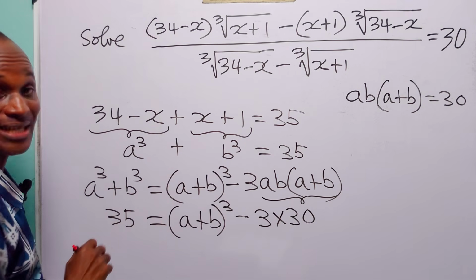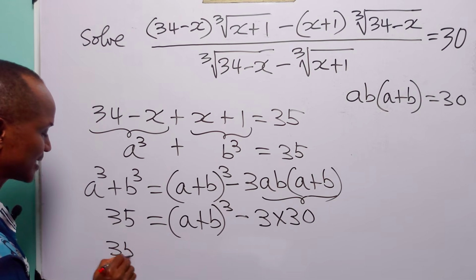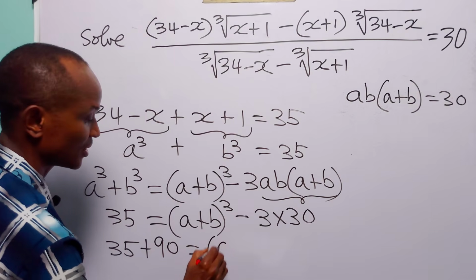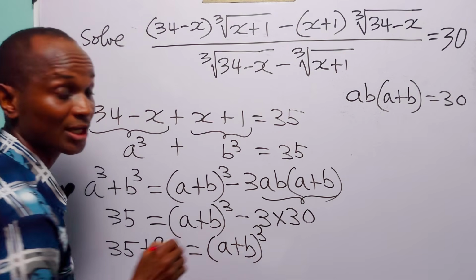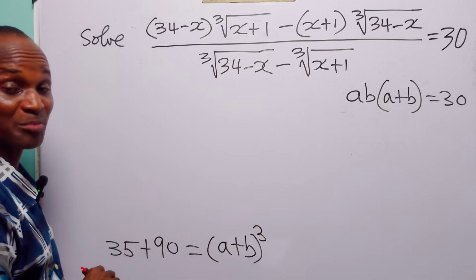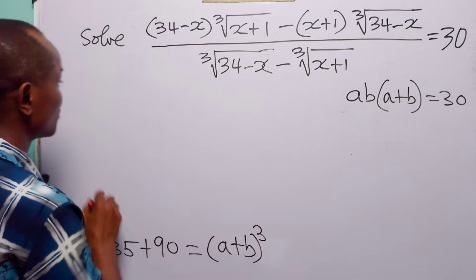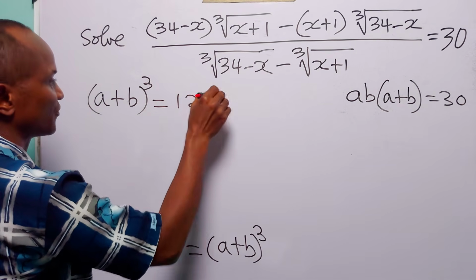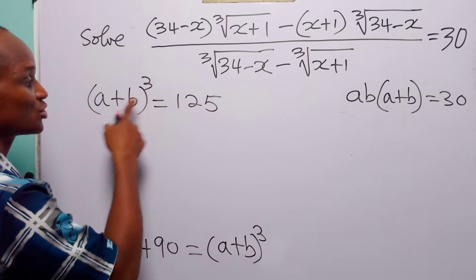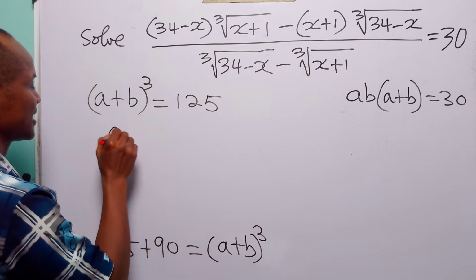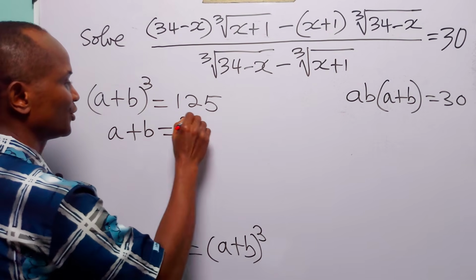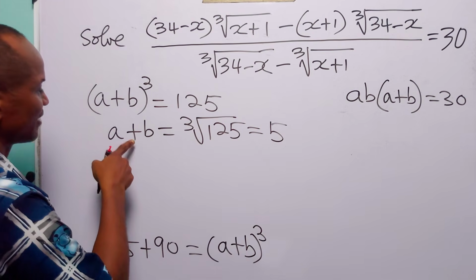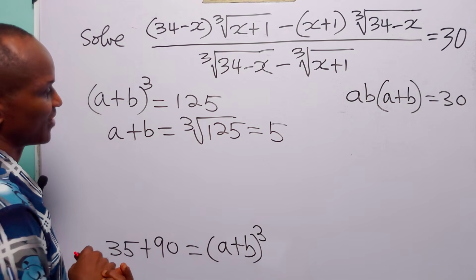Let us move this over to the left-hand side. So we have 35 plus 90 is equal to a plus b cube. 35 plus 90 is 125. So a plus b cube is equal to 125. And of course, when we take the cube root of both sides of this equation, we have that a plus b is equal to the cube root of 125, which is equal to 5. So we have that a plus b is equal to 5.